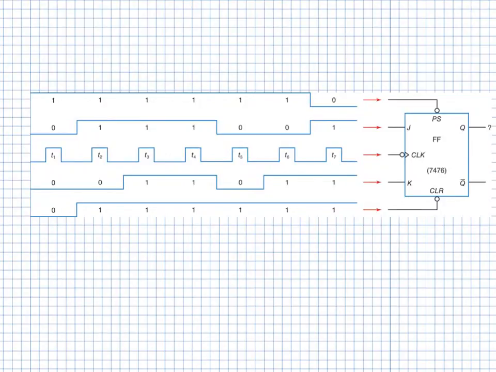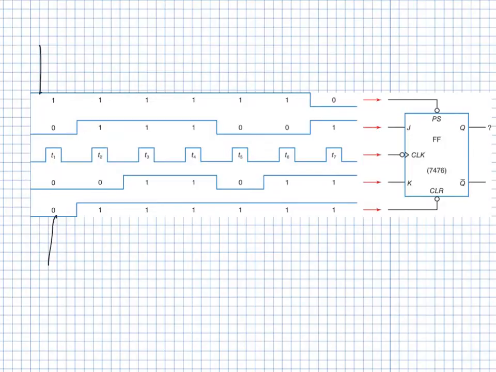Okay, so let's look at what we got. At the first negative going pulse, just prior to that, we have a preset at 1 and we have a clear at 0. Since we have clear at 0 and that clear is active low, our first mode of operation here will be an asynchronous clear. So you're going to have an asynchronous clear happening at T1.